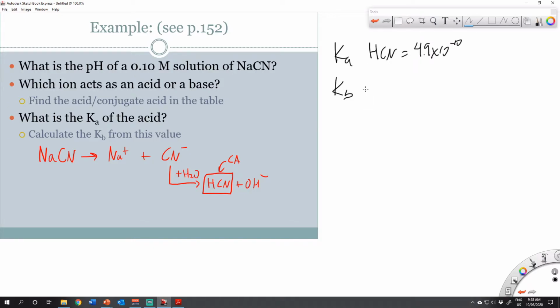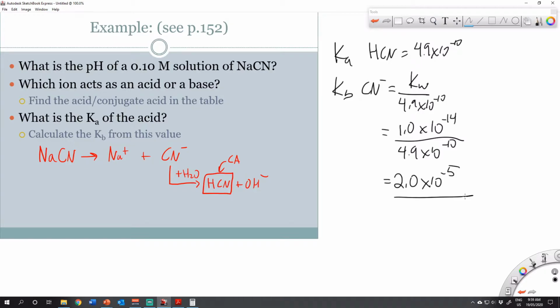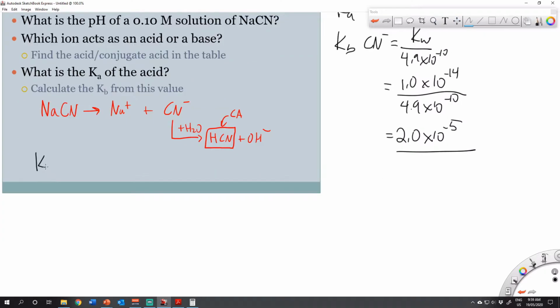So the Kb of CN minus will be Kw divided by the Ka of 4.9 times 10 to the negative 10. But Kw is 1.0 times 10 to the negative 14. Carry out this calculation. Alright, so there's our Kb. Now we know what the Kb is equal to. Kb is 2.0 times 10 to the negative 5. Where do we go from here?